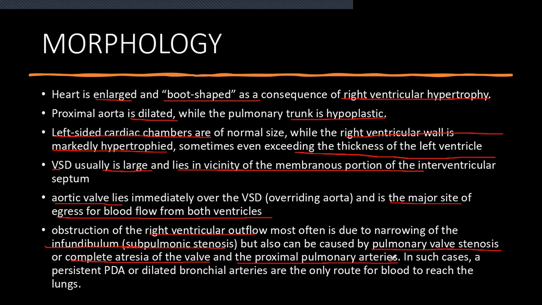Now, when you have pulmonary valve atresia or proximal pulmonary artery atresia, a persistent patent ductus arteriosus or dilated bronchial arteries become the only route for blood to reach the lungs. So there is a need to maintain a patent ductus arteriosus if there is a complete atresia of the pulmonary valve.